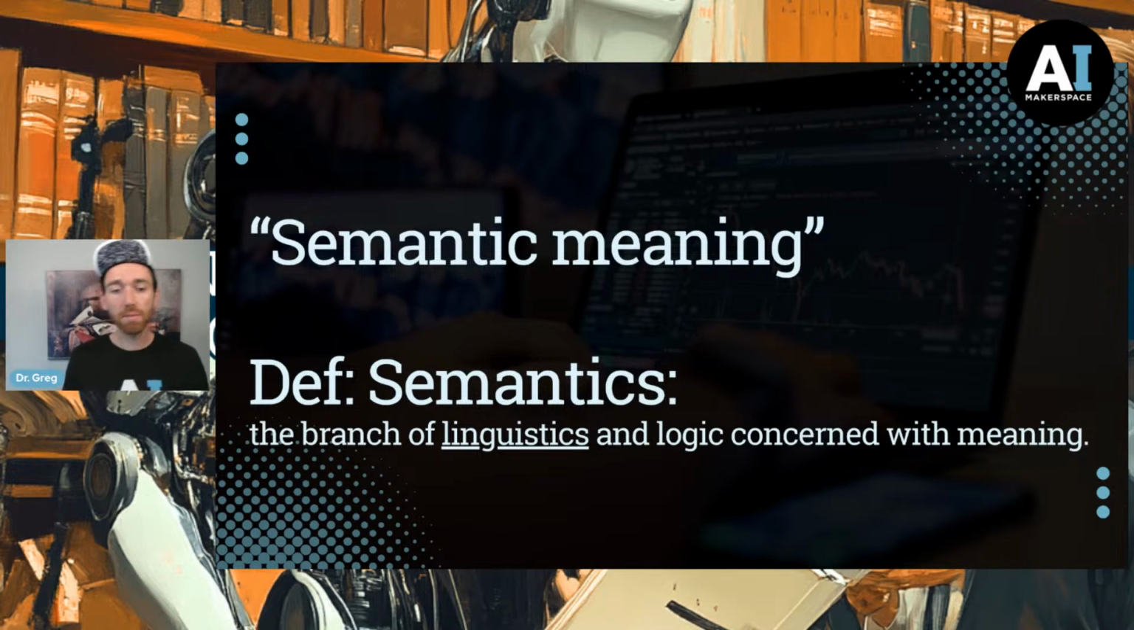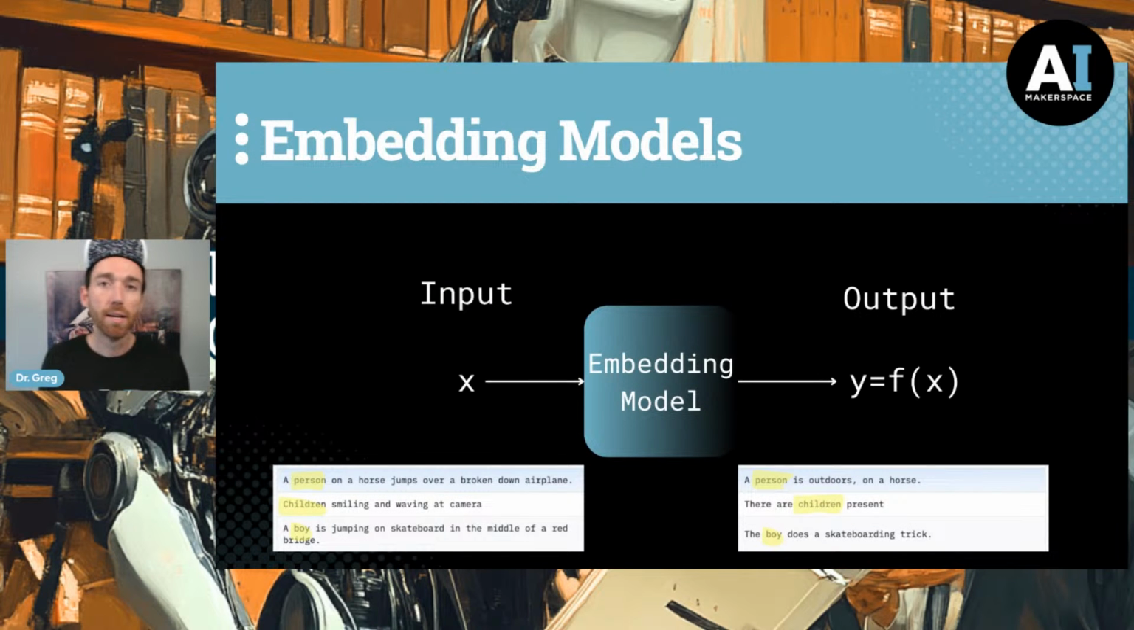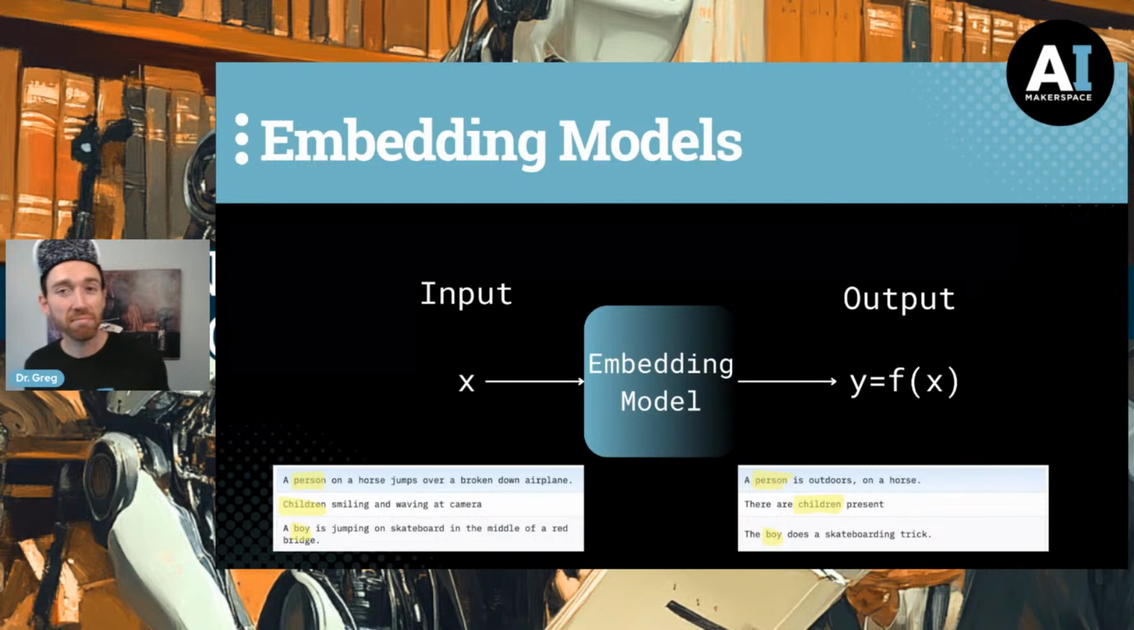So let's see a couple of examples. It's not that crazy, guys. Can you generate embedding representations for, let's say, the input: a person on a horse jumps over a broken down airplane, and the output: a person is outdoors on a horse? These two things should be close in embedding space.